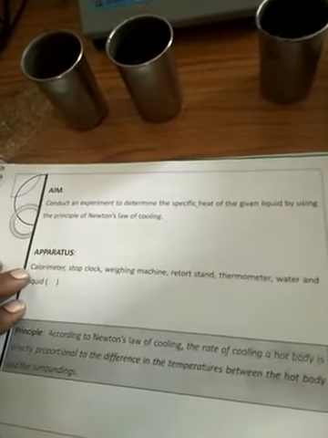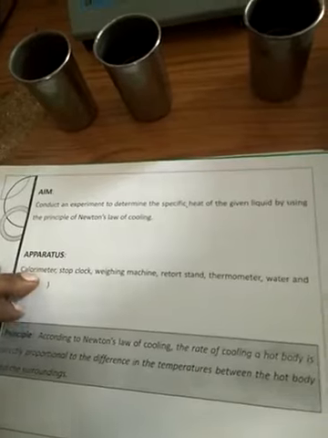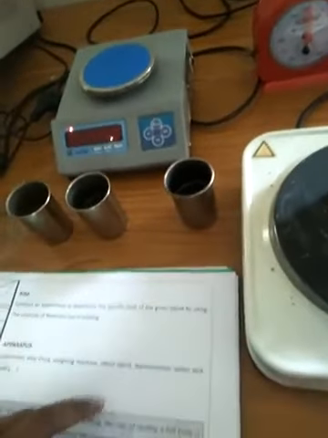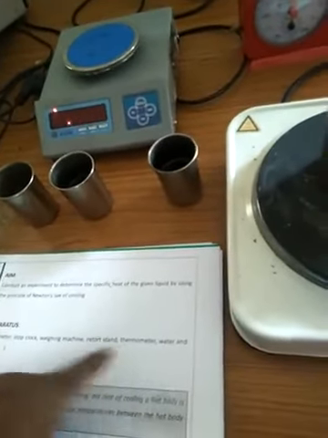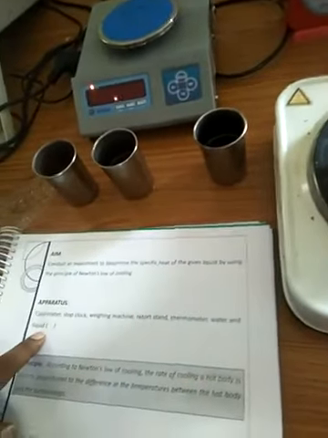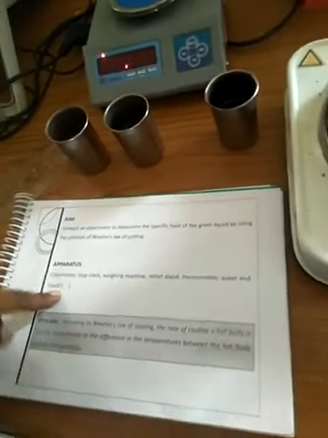Apparatus. The required apparatus are the calorimeter, stop clock, weighing machine, retort stand, thermometer, water and a liquid whose specific heat we want to determine. That may be an oil, glycerin or any other liquid form.